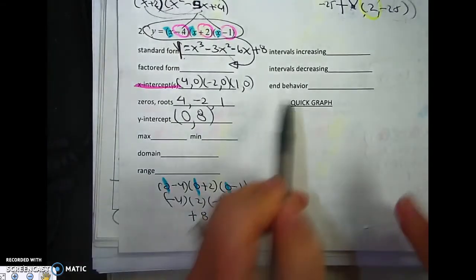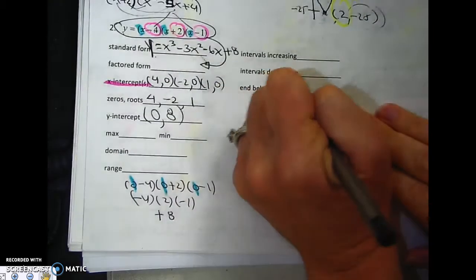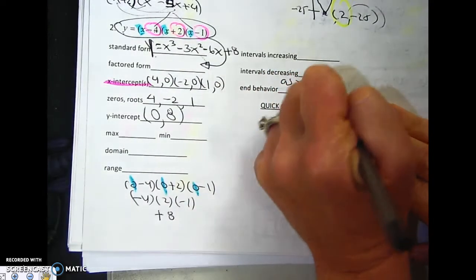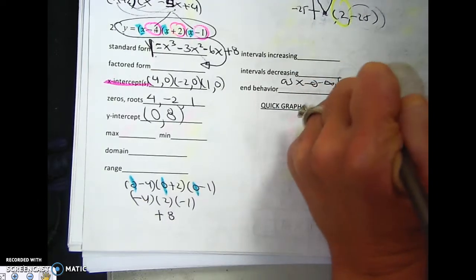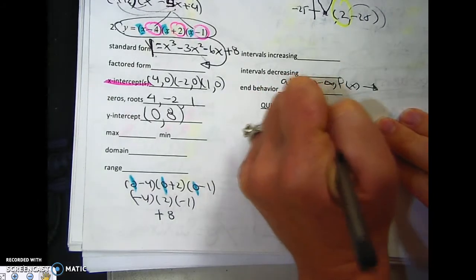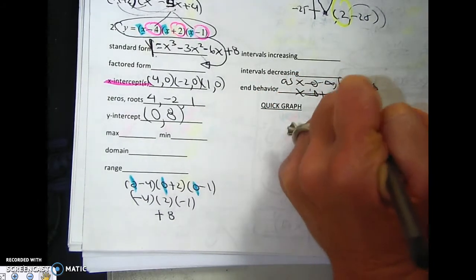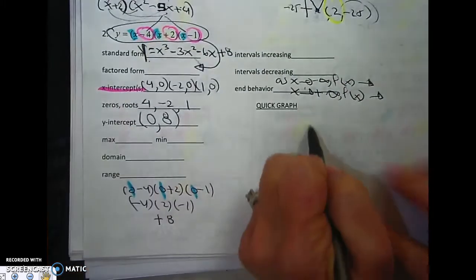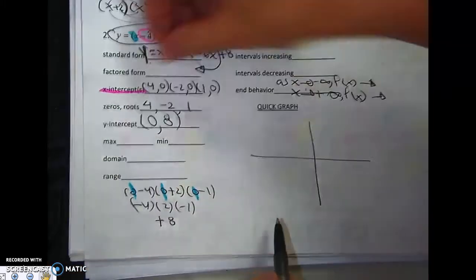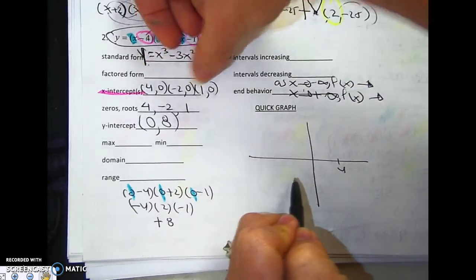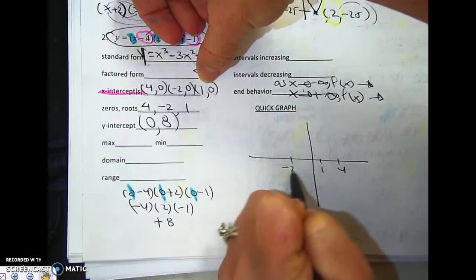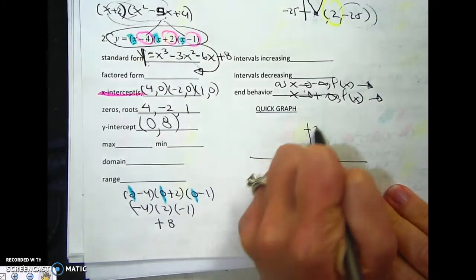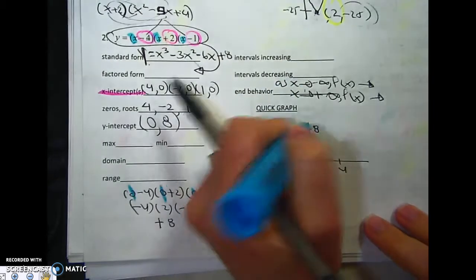I can't figure out the rest of these until I draw, but I can do my end behavior. As x approaches negative infinity, f of x approaches. As x approaches positive infinity, f of x approaches. Okay, so I've done all those. Let's do a quick graph. In order to do a quick graph, I have my 4, my 1, and my negative 2, and my y-intercept of 8. So I'll color code.